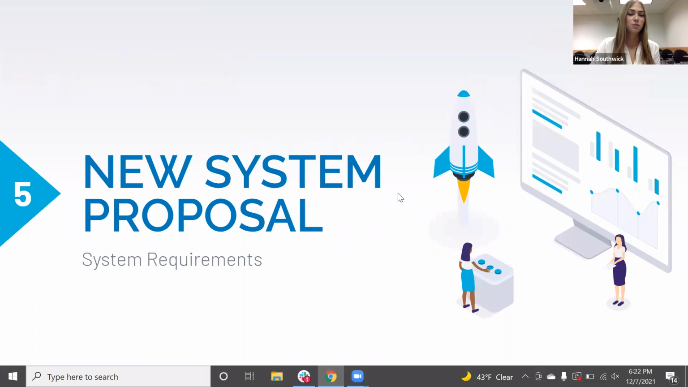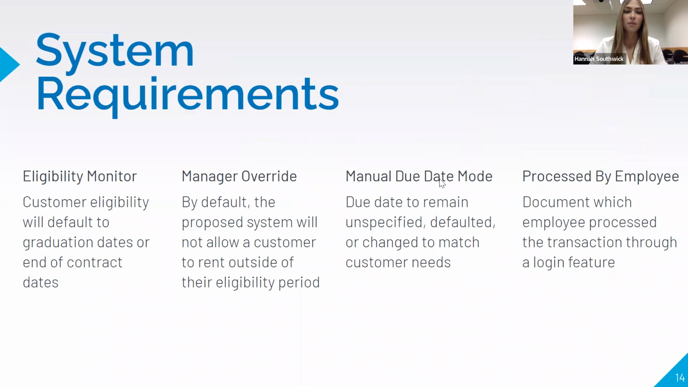The new system proposal that we have come up with includes several system requirements. The system requirements that we have outlined include an eligibility monitor. This feature will default customer eligibility to graduation dates for students or to end of contract dates for faculty. It is possible for the end of contract dates to be null for tenured faculty, but we will still have it default to these dates for ease of use during the transaction.